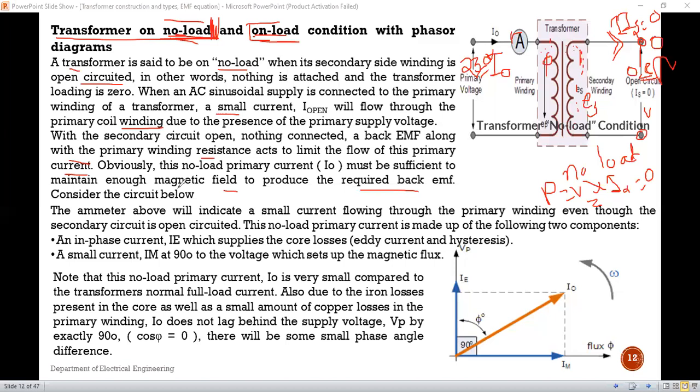The first one is an in phase current IE, which supplies the core losses, to overcome the losses. And a small amount of current, IM, at 90 degrees to the voltage, which sets up the magnetic flux.